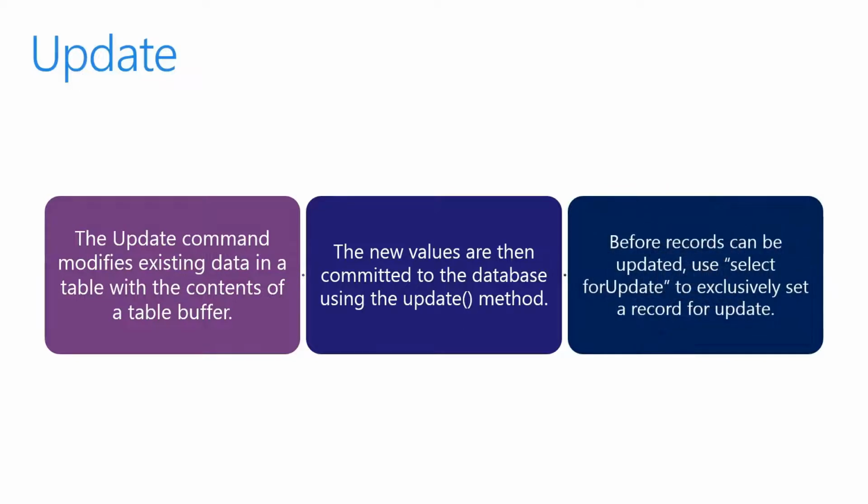Before records can be updated, you'll use select for update to exclusively set a record for update. This tells SQL that a record is to be updated and allows the database to lock that record so that another user cannot modify it at the same time. Update statements must always be placed within a transaction block. Also, a bulk update can be performed by utilizing update_record_set.